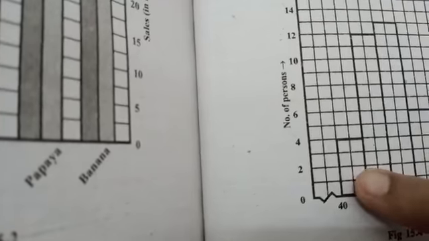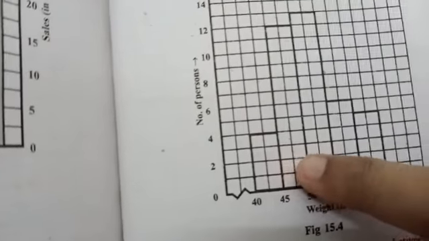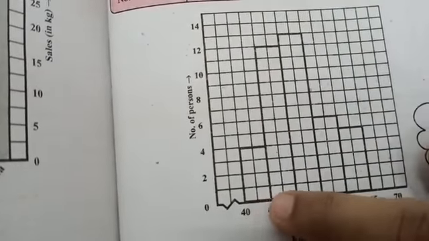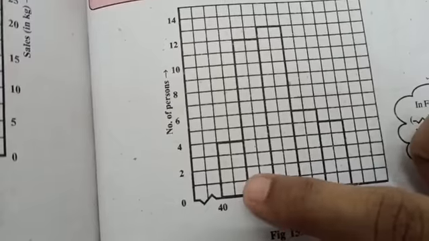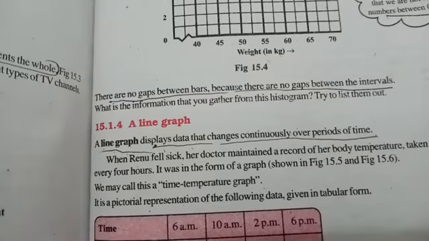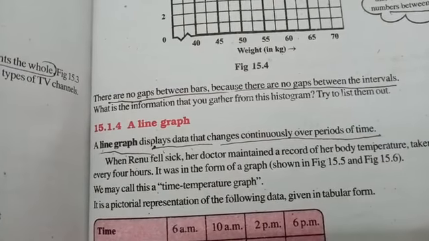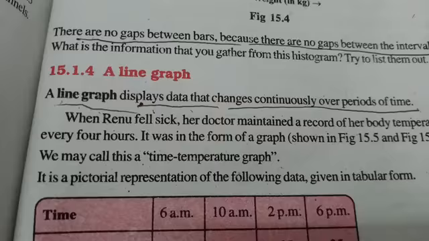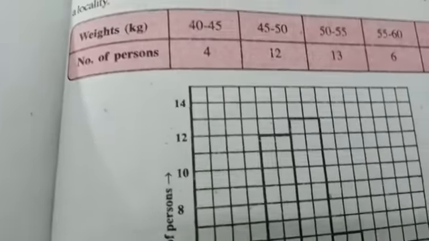Adjacent bars, okay, like this. Example is this. Bars are drawn adjacent. There is no gap like in a bar graph or double bar graph. There are no gaps between bars because there are no gaps between the intervals. These all types of bar graphs we already learned in chapter 5.